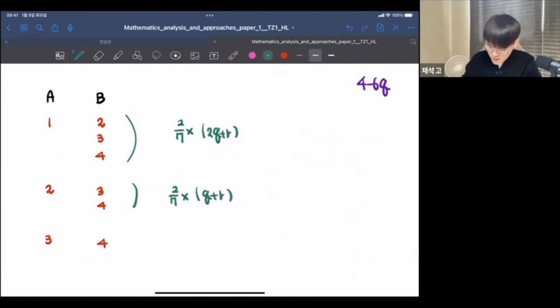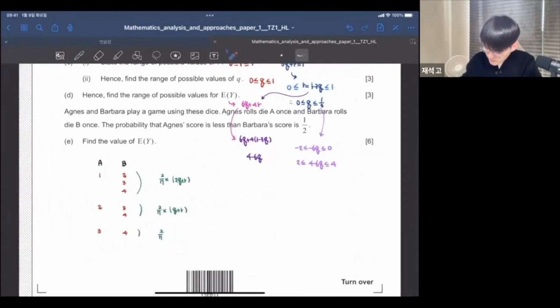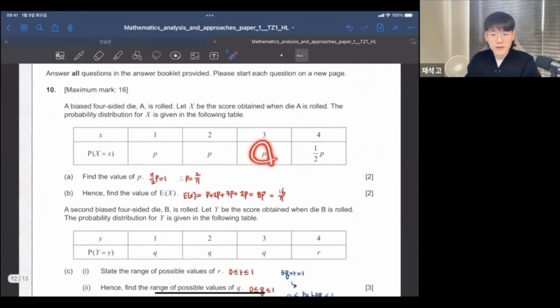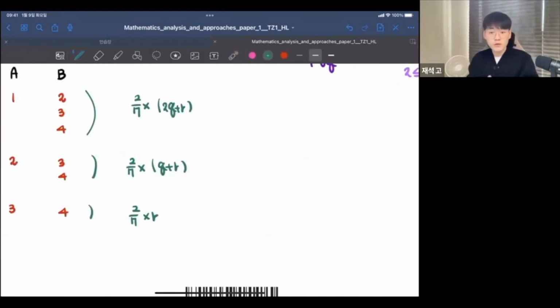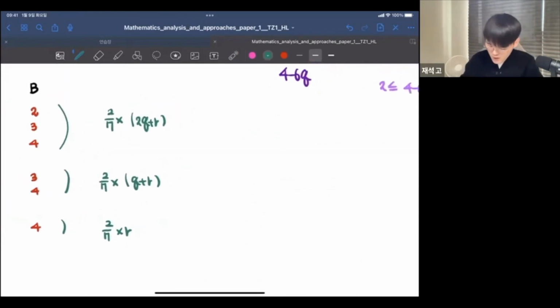Additionally, when A is 3, the probability of A being 3 is 2/7. At this moment, A is 3, so B must be 4. If we multiply 2/7 by R and add them together, we can calculate the probability of my score being lower than B's score in all cases. So when we add these 3 together, combining them with 2/7, it becomes 2Q. Adding Q, we get 3Q. Adding R, R, and R, we get 3R.